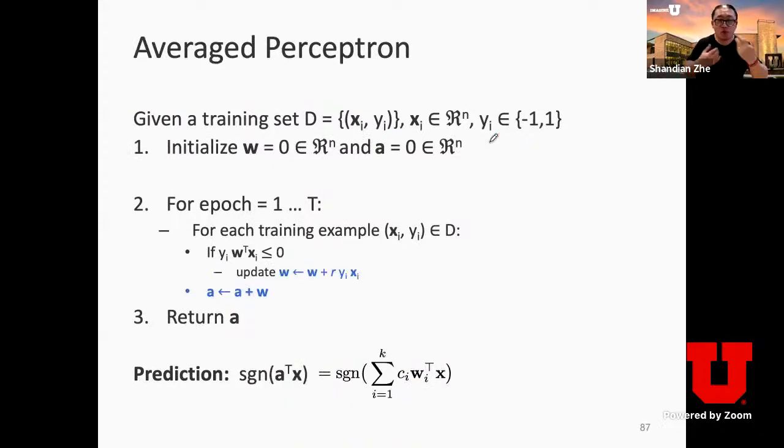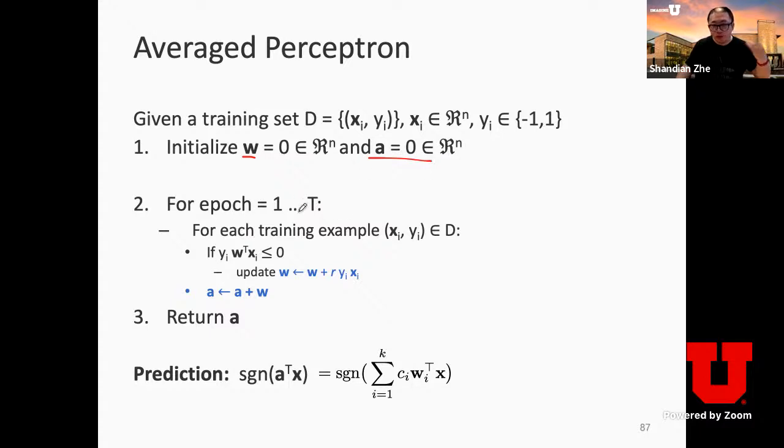So here comes a more practical, more efficient version. It's called averaged perceptron. The averaged perceptron is just a tiny modification of the standard implementation of perceptron. So we just introduce one extra vector, A, and initialize the A vector to be a 0 vector as well. And A and W have the same number of dimensions, the same number of elements.